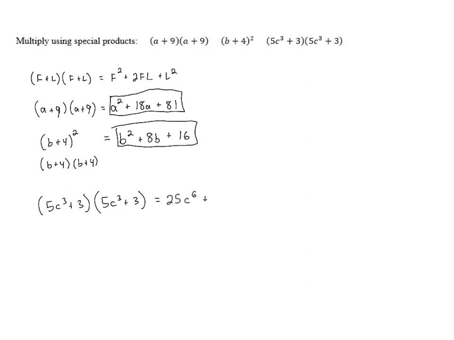Then we've got to add double the product of the first and last terms. Well, 5c cubed times 3 is 15c cubed. And if we double that, that's 30c cubed. And we end by taking the last term and squaring it. 3 squared is 9. So we've got plus 9 at the end. And we end up with 25c to the 6th plus 30c cubed plus 9.